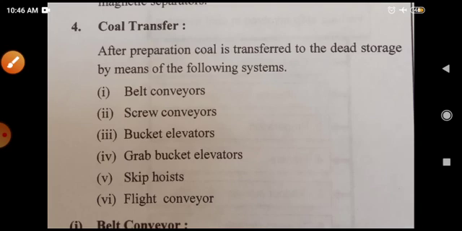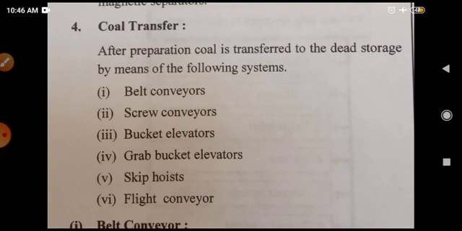Now coal transfer. After preparation of coal, it goes to dead storage, and then is transferred by means of the following systems. You might have seen alongside our roads also there is dead storage. You can see pulverized coal which is not of that much quality, which is fed to the power plants, but you can see on the roadside some coal storage yards where this powdered form of coal is stored.